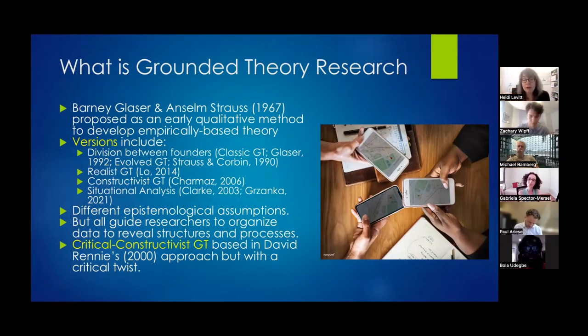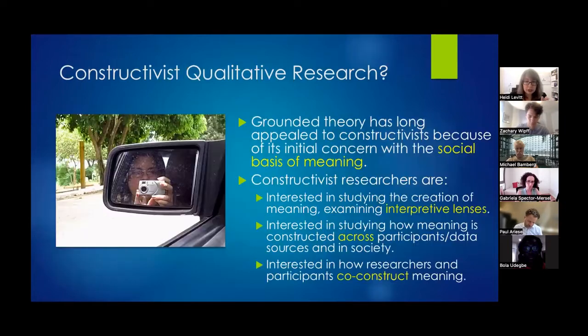And these approaches have different kinds of epistemological assumptions, but they all have similarities in that they all guide researchers to take text, interview text, and then divide it into units that then get organized into categories that reveal patterns and structures and processes that are common across the different pieces of individual data. And so the approach that I'm focusing on today is a critical constructivist grounded theory approach, which is based to some part on David Rennie's approach, but really adding a critical twist to it.